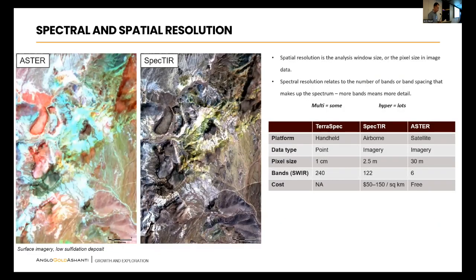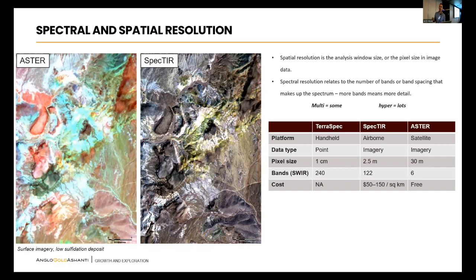So I'm just going to use the next few slides to introduce the concepts of spatial and spectral resolution, which are terms often used when describing spectral data. Spatial resolution is the analysis window, such as with the Terraspec, what we're actually seeing with that Terraspec probe. And with image data, it's the pixel size. Spectral resolution is the number of bands or band spacing that makes the spectrum. So more bands gives us more detail.